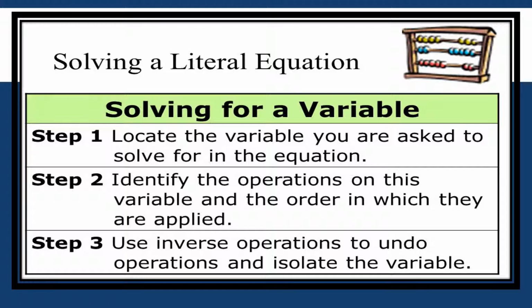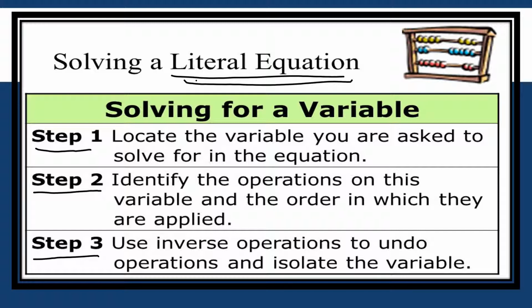Okay, so this is just a few steps that you could follow when you're solving a literal equation. Keeping in mind, a literal equation is an equation that has a bunch of letters. There are a lot of variables, and it's basically asking you to rearrange something so that you're solving for a specific variable. You may want to write these steps in your notes if you want to pause the screen. Step 1 says that you locate the variable you are asked to solve for in the equation, and I typically put that in a box, and you'll see me do that in these examples.